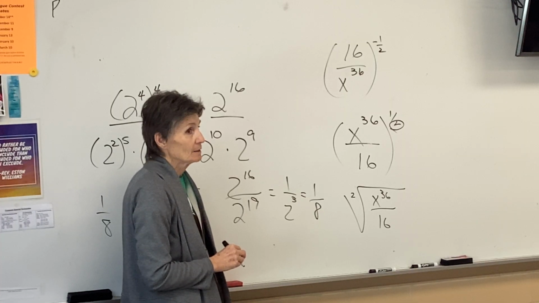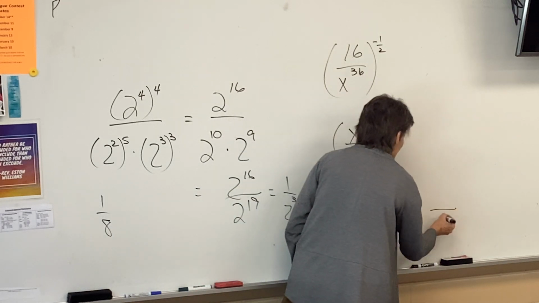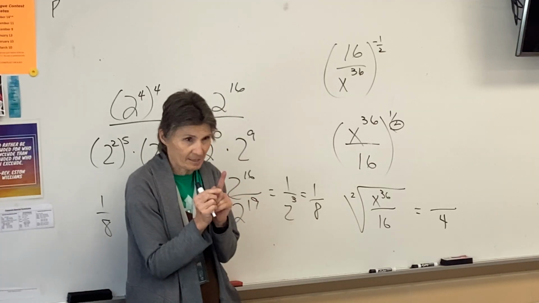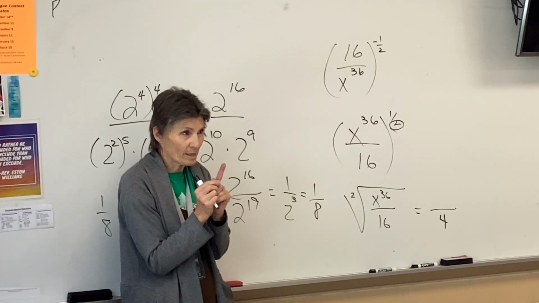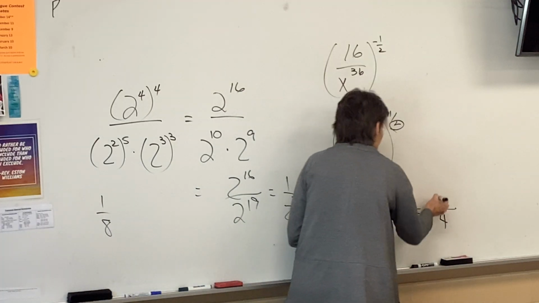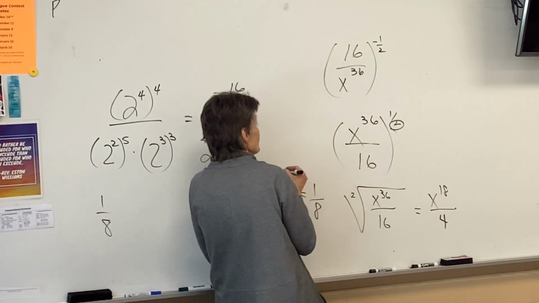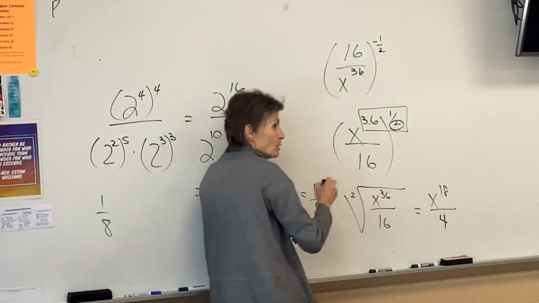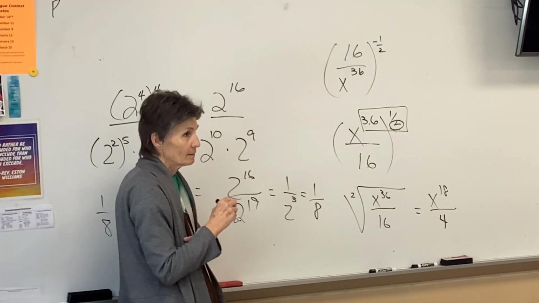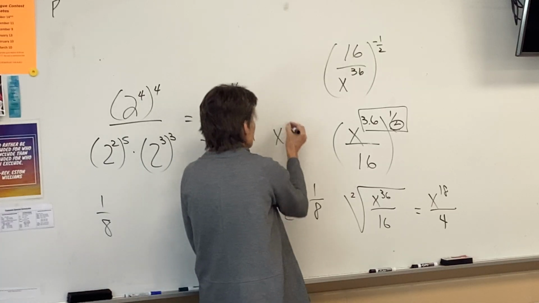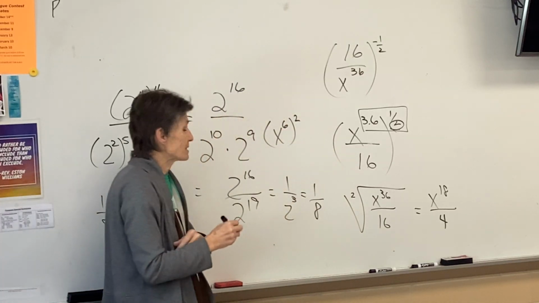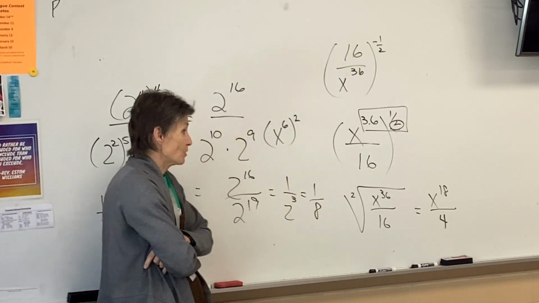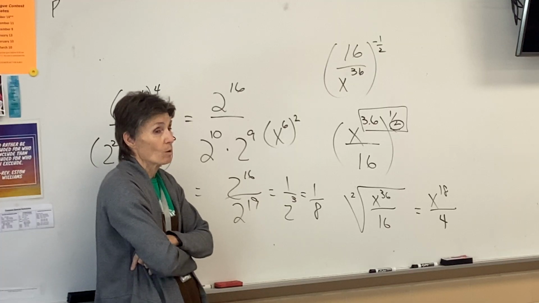Now be careful. Obviously, the denominator is 4. The numerator is not x to the 6th. What is the numerator? x to the 18th. Before you start getting confused, when you have an exponent and an exponent, what happens to them? They multiply. x to the 6th squared is not x to the 36th, it's only x to the 12. So your answer is x to the 18th.